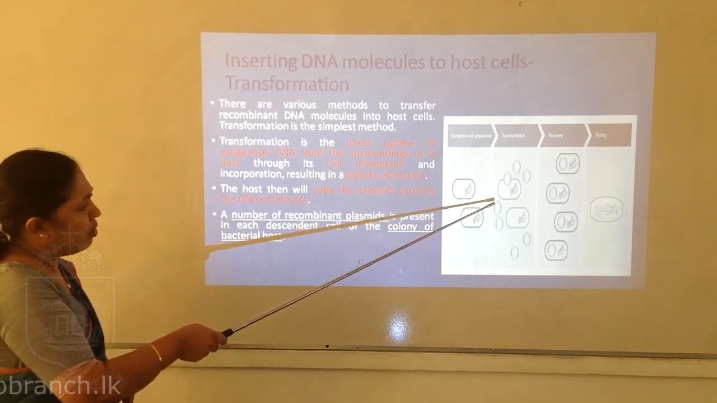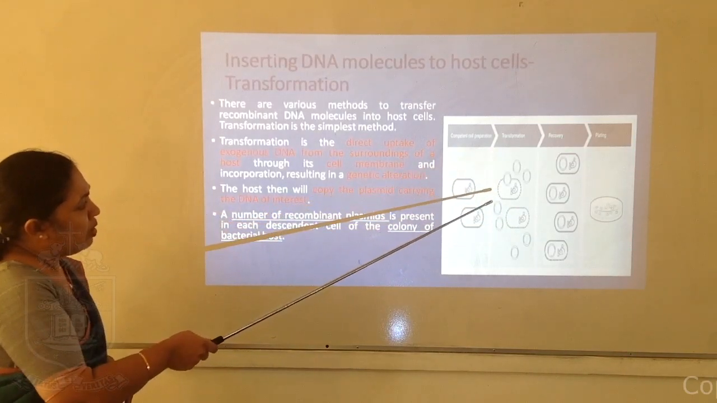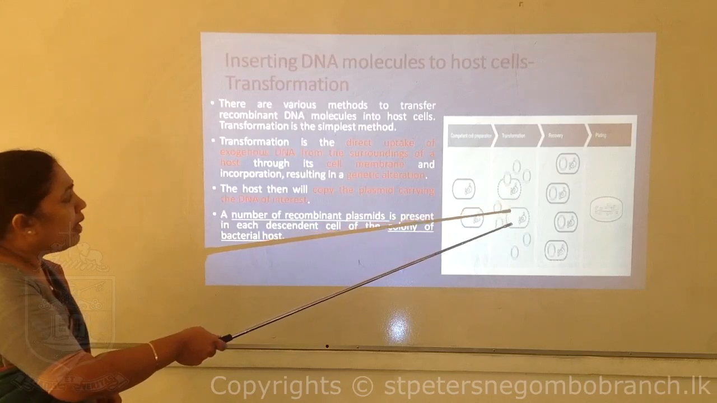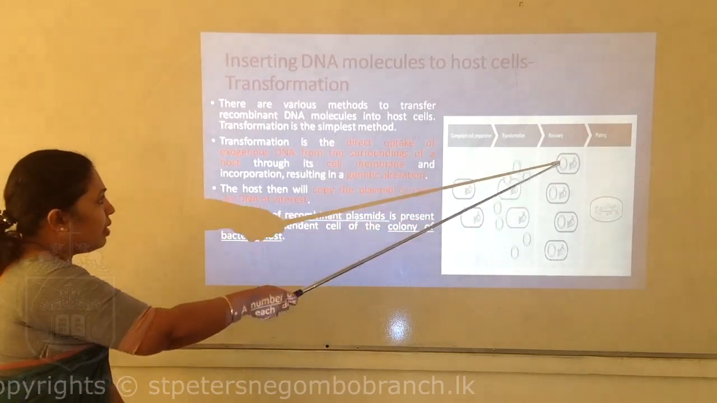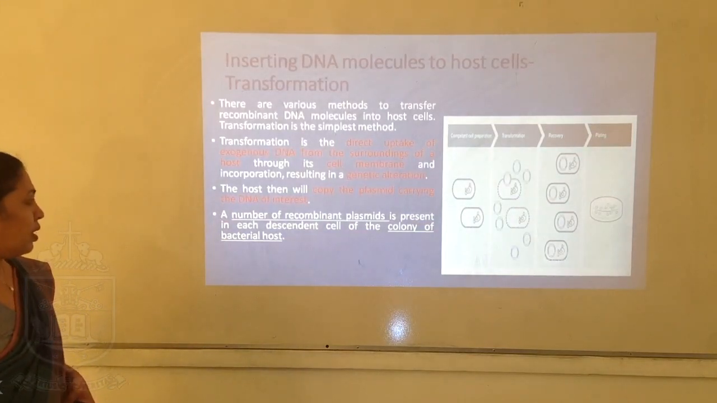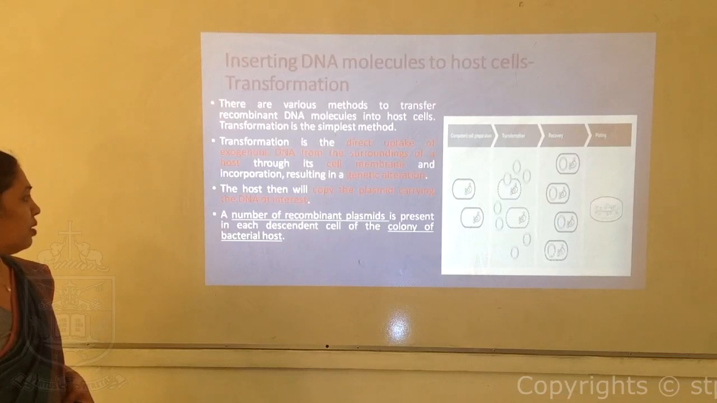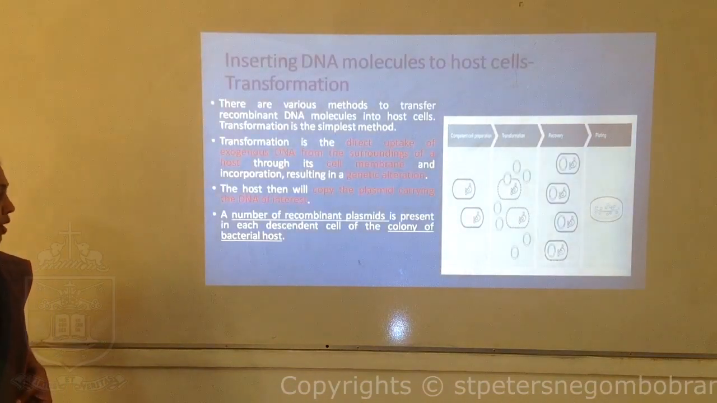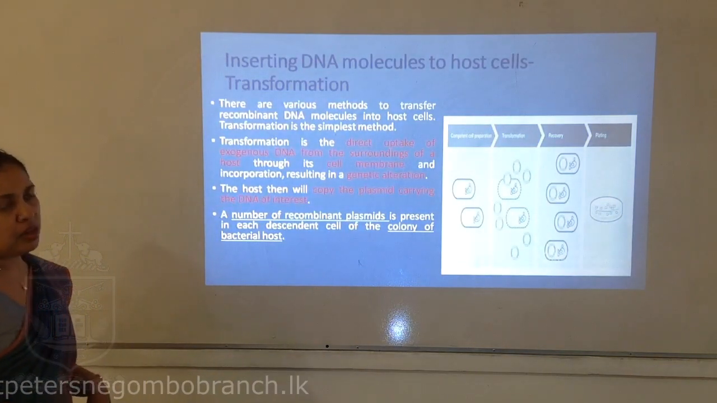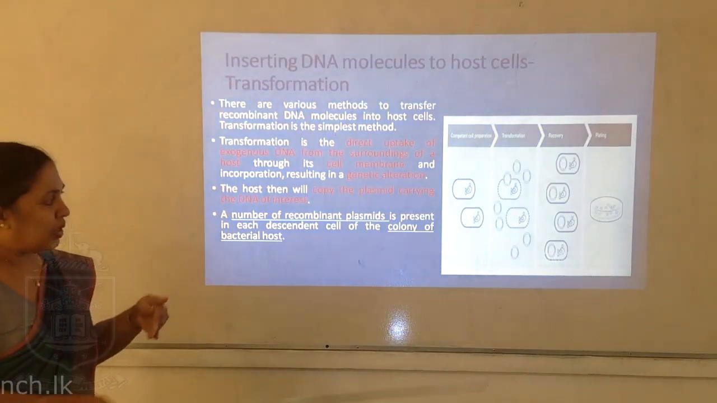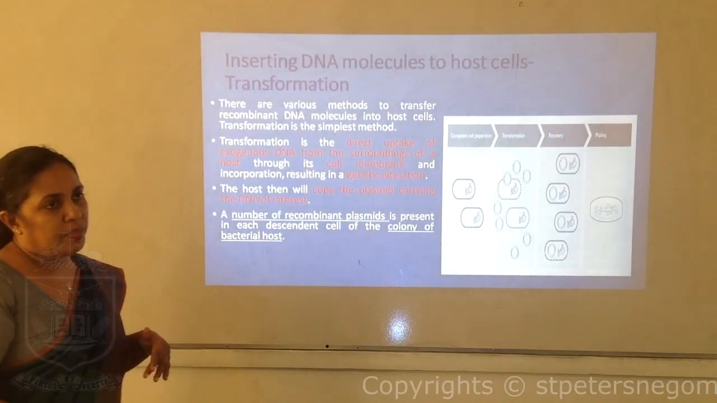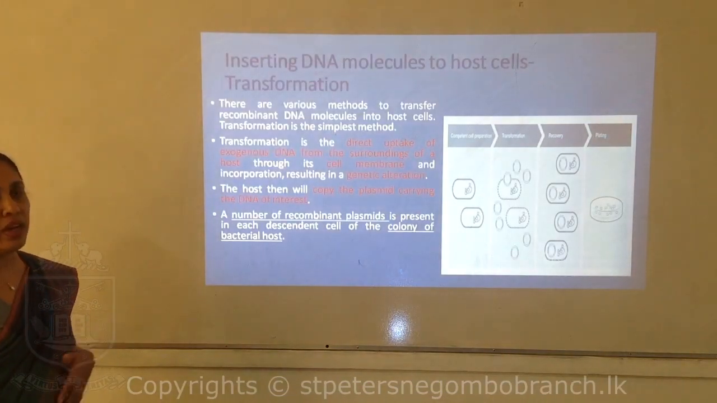So this is how we do it. This is the recombinant molecule. When we keep it in different chemical conditions, they integrate into the host cell, and now that cell can copy the particular recombinant molecule. So a number of recombinant plasmids is present in each descendant cell of the colony of bacteria cells, because it copies, and bacteria usually reproduce easily, so it forms a colony. This is a colony. So now we have got a colony of hosts which are having the new recombinant molecules.